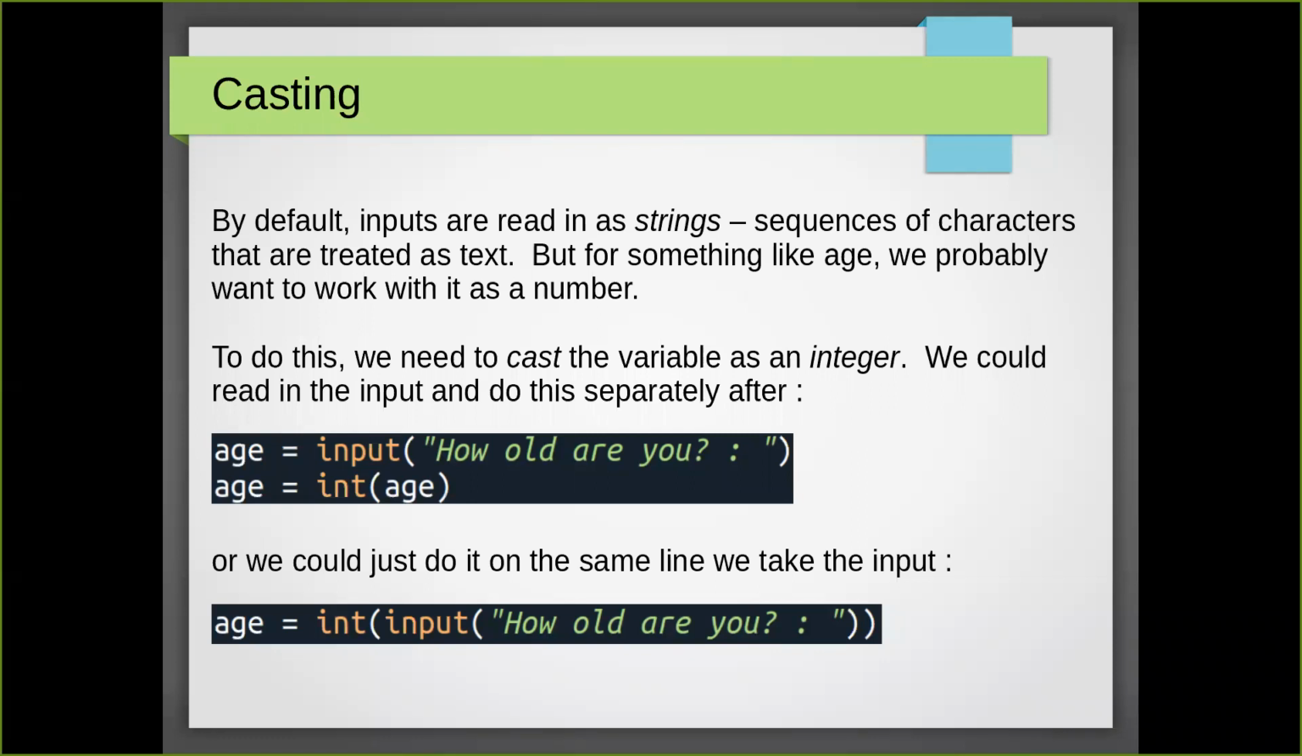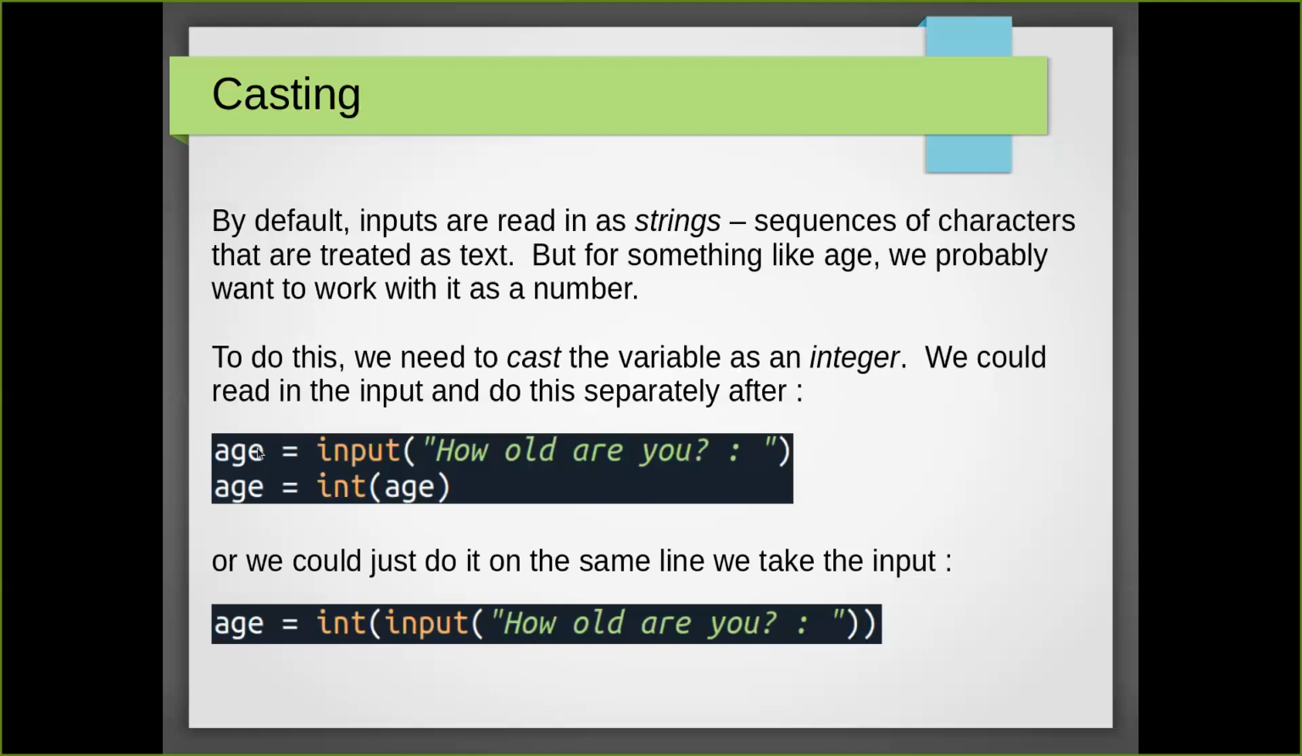Now, obviously, if you try and cast the word hello, it won't be able to do that and it'll throw up an error. But Python will be able to intelligently see that there's a number there, and we'll be able to say, okay, I'll store that as an integer, for example. So I can do that in one of two ways. I can do that as two separate instructions.